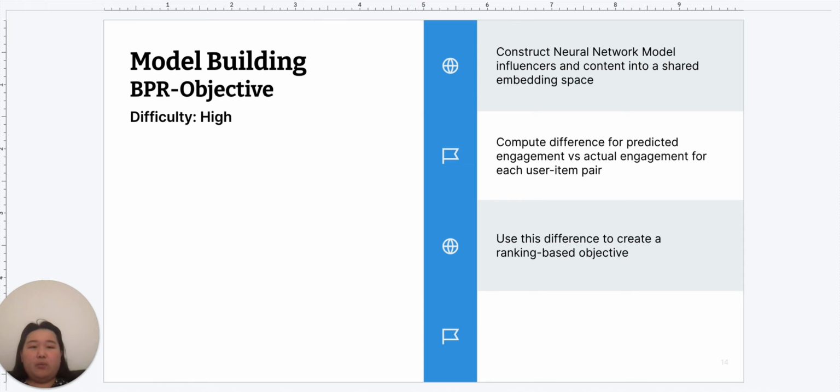We had to construct a neural network model with influencers and content in a shared embedding space so that they could be related to each other in the model. We also computed the difference between predicted engagement and the actual engagement for each user-item pair, so for each influencer-topic pair. And then we use this difference to create the ranking-based objective, which, as mentioned before, is to learn to rank the positive sample higher than the negative sample.